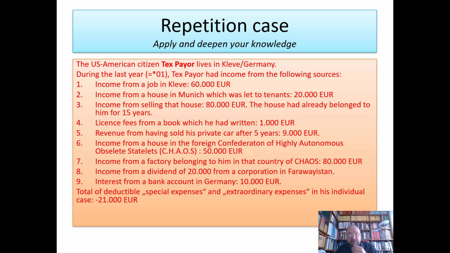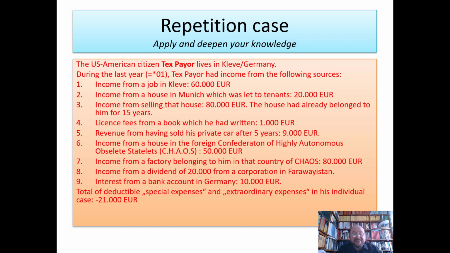License fees from a book which you had written, 1,000. Revenue from selling a car after 5 years, no revenue at all, because selling other private assets which are not real estate property are already tax-free after a period of 1 year. Income from a house abroad, now you know worldwide income principle.